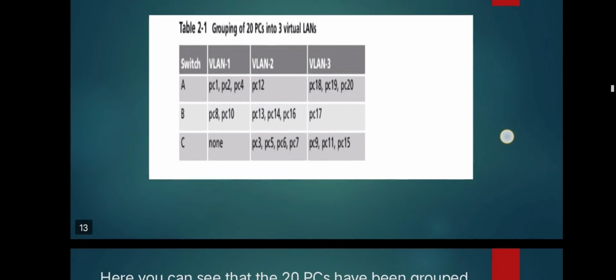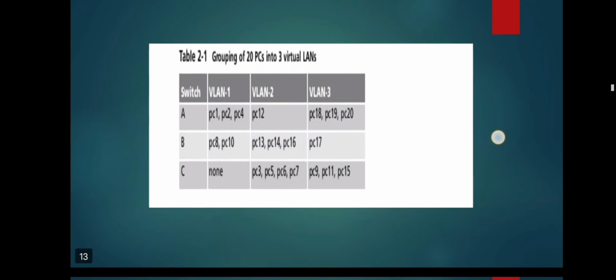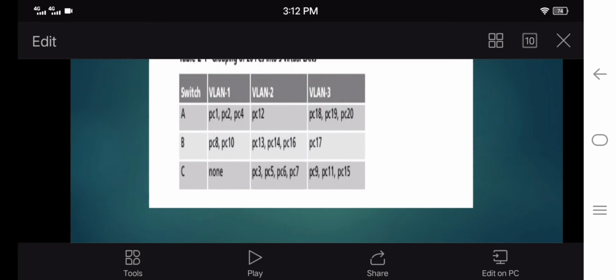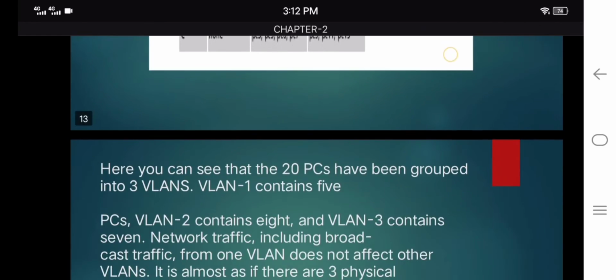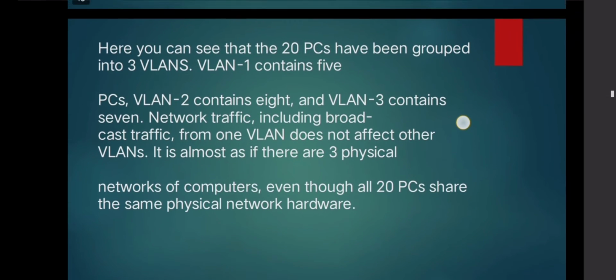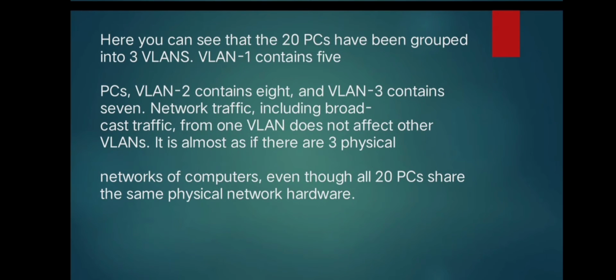So this is the example of grouping 20 pieces in 3 virtual LANs. Look at the picture. Here you can see that the 20 pieces have been grouped into 3 VLANs. VLAN 1 contains 5 pieces, VLAN 2 contains 8, and VLAN 3 contains 7.